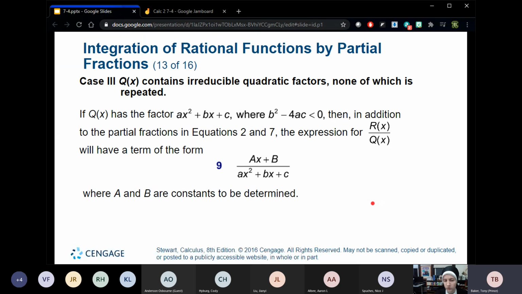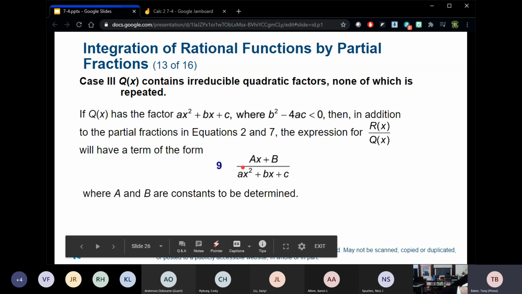All right, case 3. The next case is where we have quadratics that we cannot reduce. So let's say I had x squared plus 4. Can't break that down any further. So I still need a way to work with that. So the numerator has to be exactly 1 degree more than the denominator. So if I have an x squared down the bottom, my numerator has to be ax plus b.